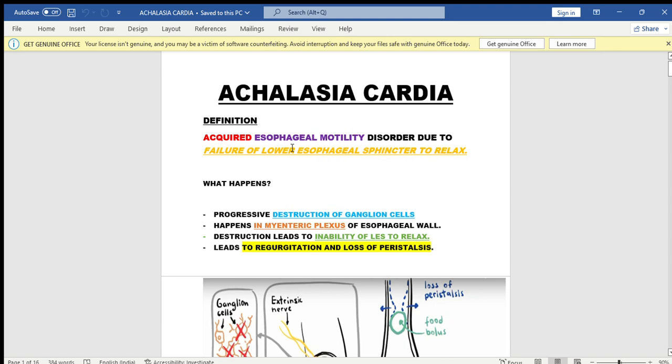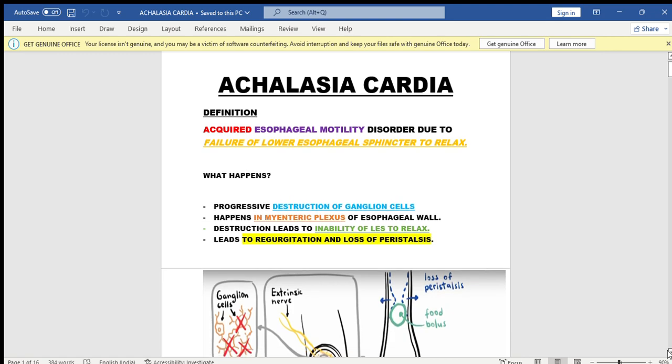So the important part we need to know, in case of achalasia cardia, is that the lower esophageal sphincter, we'll refer to it as LES, is not relaxing. So since the lower esophageal sphincter is not relaxing, the food is not able to reach the stomach, right? As a result, we will have multiple symptoms like regurgitation and heartburn, and we will do each one of them in detail in just a little while.